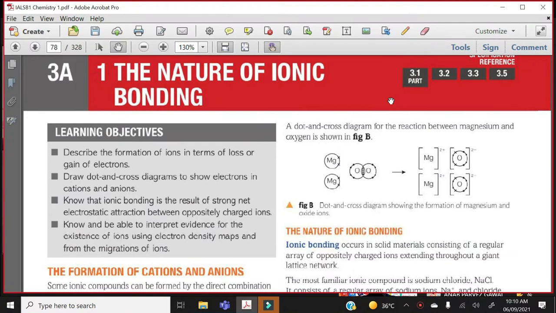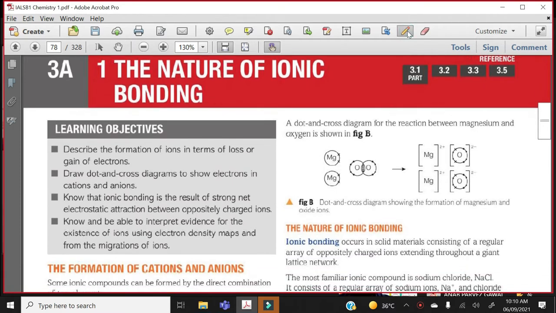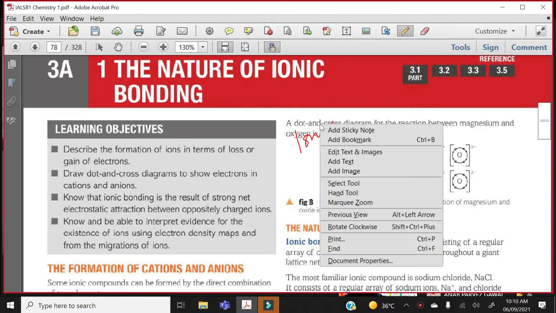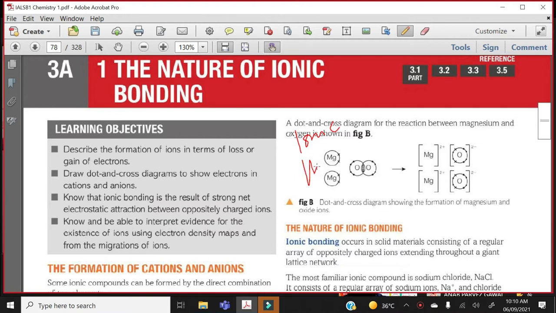There are three types of bonds which we usually study. And what are those three types? The ionic, the covalent, and metallic. So three types of bonds are there, and those three types of bonds are going to be studied in detail.